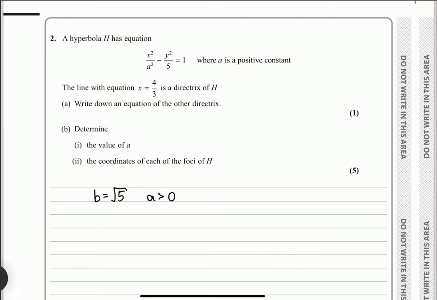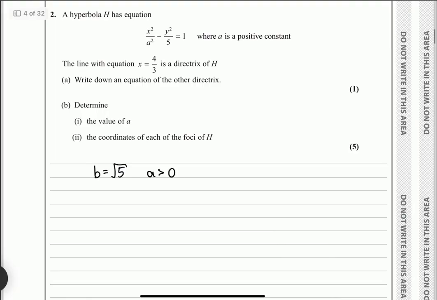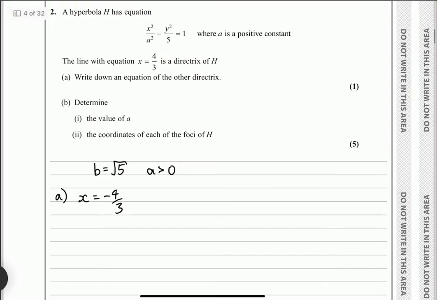The line with equation x equals 4 over 3 is a directrix of H. Write down an equation of the other directrix. Okay, the directrices are plus and minus the same thing, so the other one is minus 4 over 3. Part B, determine the value of a. So we already have an equation from the directrix. The directrix is minus a over e, so that's minus 4 over 3, which tells us that a is equal to 4e over 3.